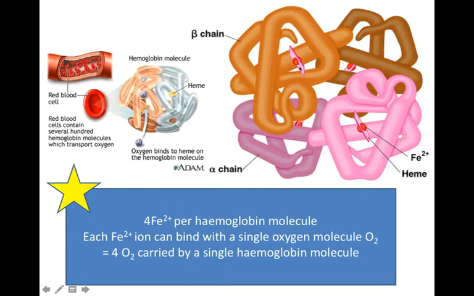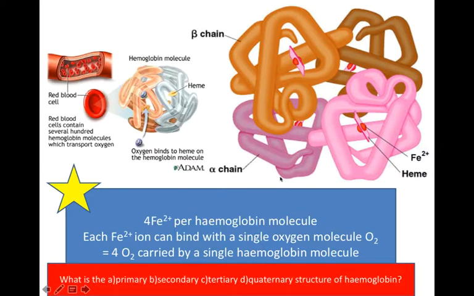For every hemoglobin molecule, you're able to adhere 4 oxygen molecules, because there are 4 heme groups, as you can see there. And at the centre of each heme group is an iron ion, Fe2+.